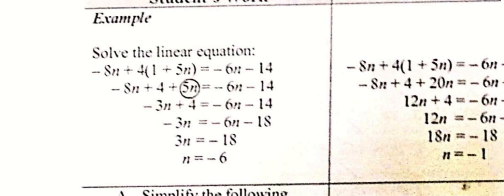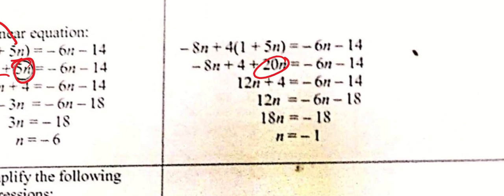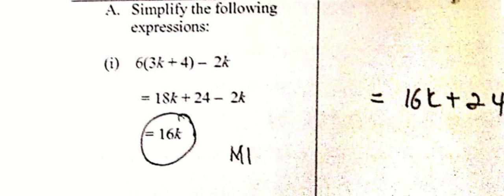In this case, the mistake is already given to you as an example. From here you should have expanded the 4 to open up the bracket, and so forth. This 5n should instead have been 20n, because it's 4 times 5n over here. From there, you can carry on the working. So this is the correct one, and from here you proceed.